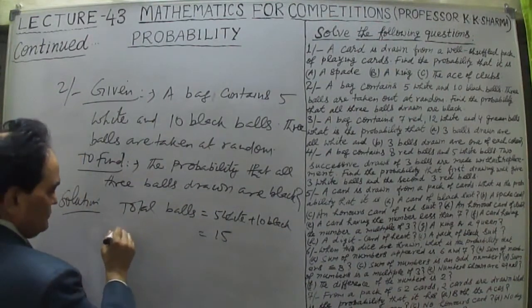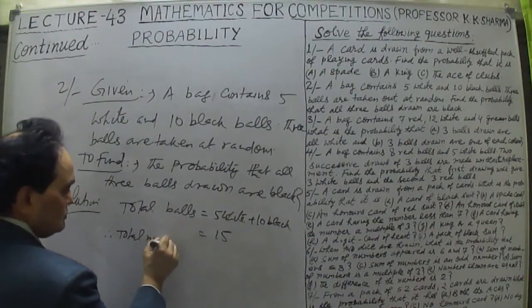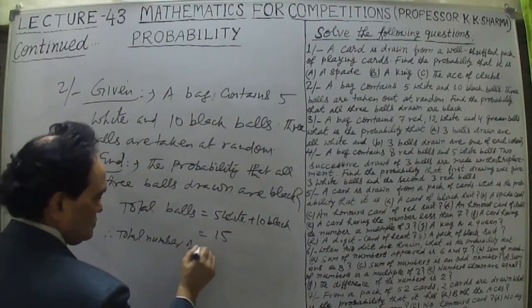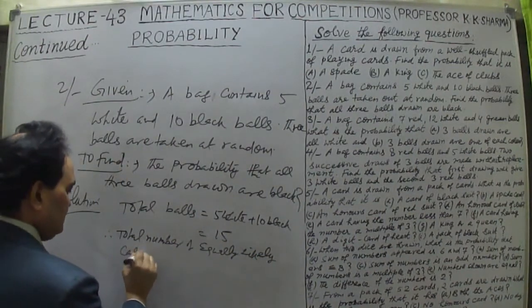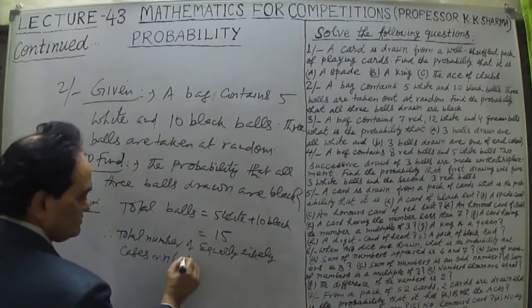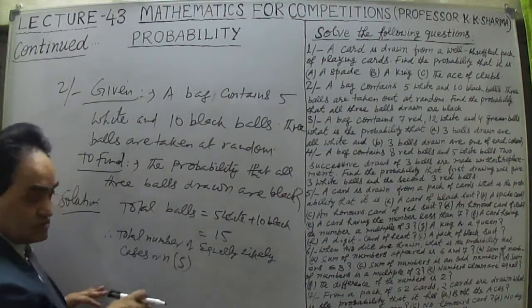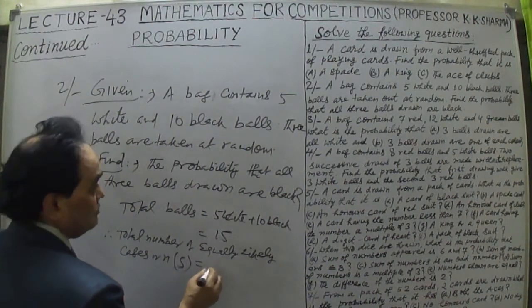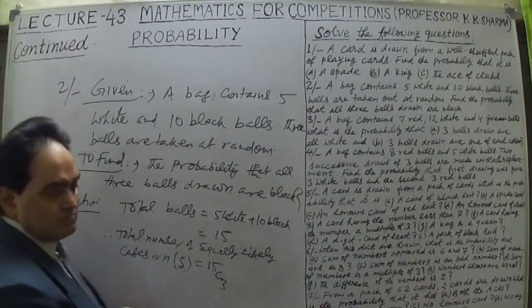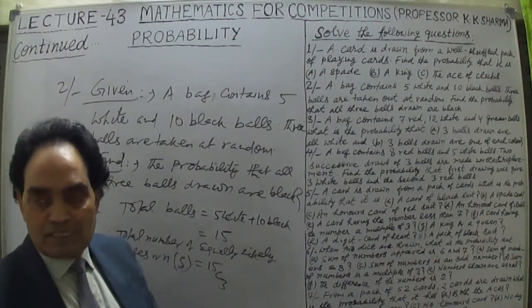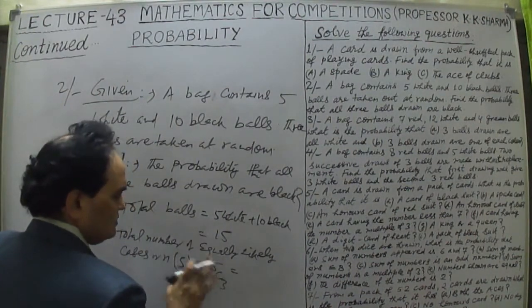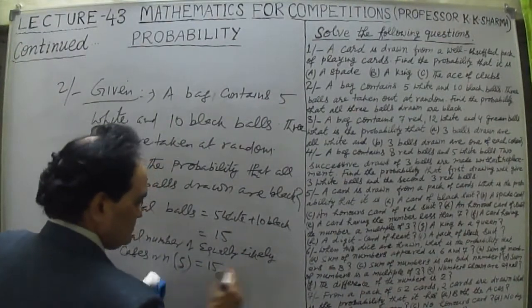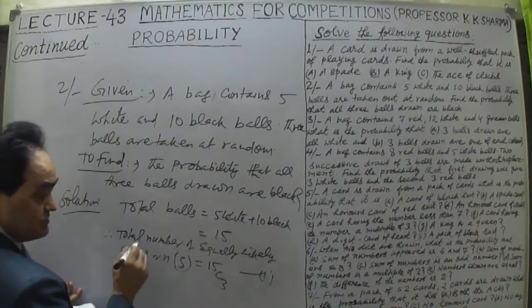The total number of equally likely cases, or total number of outcomes, in the denominator: 3 balls are selected out of 15 balls. So you have to write 15C3 in the denominator. This is the total number of cases, the first part, and then the favorable cases.